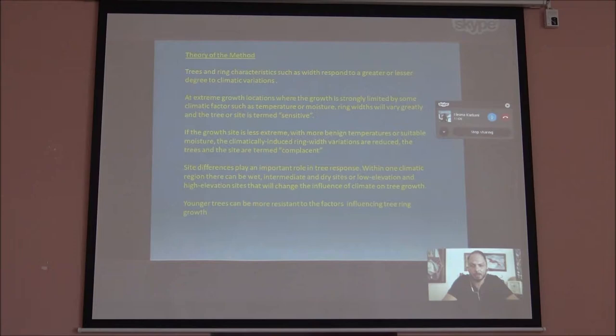Younger trees can be more resistant to the factors influencing growth. So if we have a tree in an extreme growth location, we will have variations in the width of the tree rings, and the site and the tree are called sensitive. In those sites, we can identify some geological events which are related to climatic factors, which are depicted in the width of the tree rings. In other sites that are less extreme, where the moisture and the temperature are suitable, we do not identify any difference between the years.